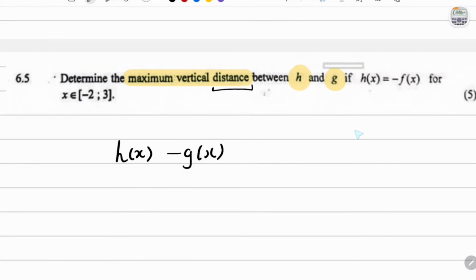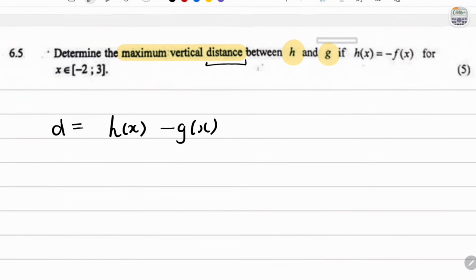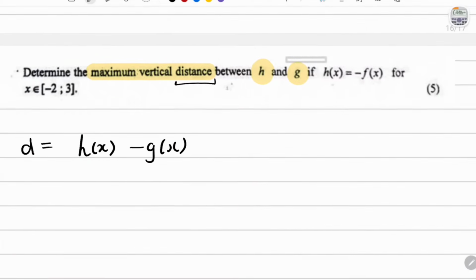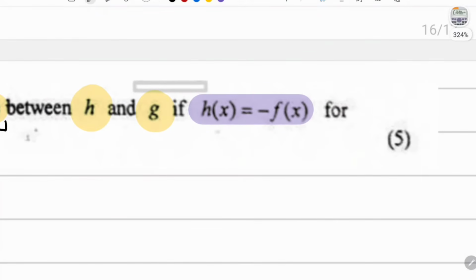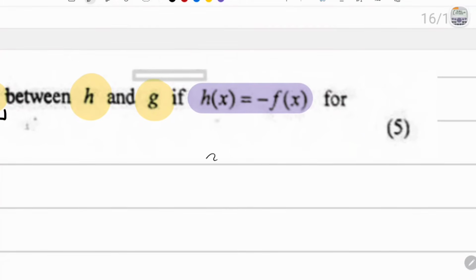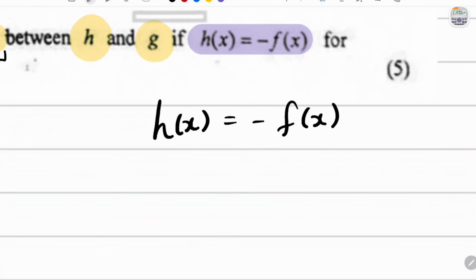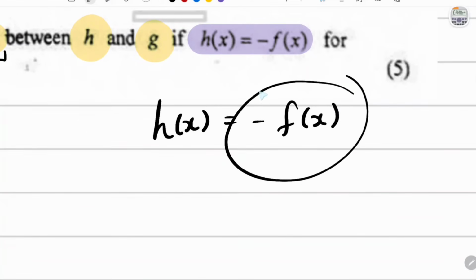They told us that H is negative F of X. Okay, so we know this is to find the distance, right? Then they tell us that H is equal to negative F of X. Let's just speak about what that means. If they say negative F of X, this is actually a reflection. So let's understand how reflections work. Take note of what became negative in F. Is it the X value that became negative or the Y value? It would be the Y value.